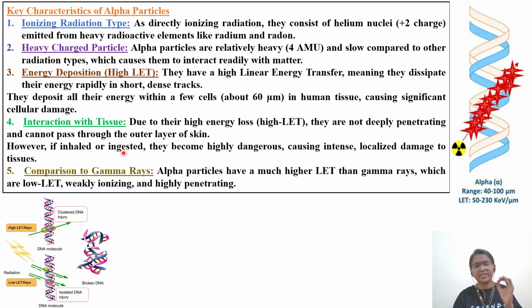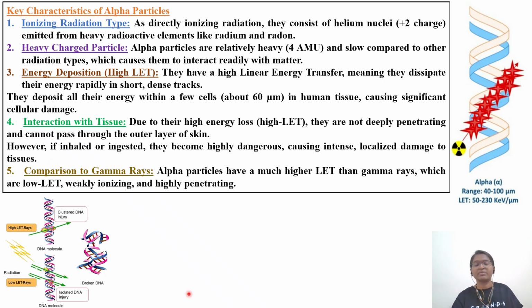of the skin. However, whenever these alpha particles are inhaled or ingested, they become highly dangerous, causing intense localized damage to the tissues, whether it is the lung or respiratory system. As I told you, you have to always read alpha particles in comparison with other particles also, gamma rays and beta rays.